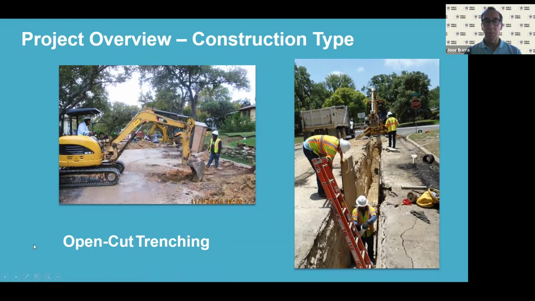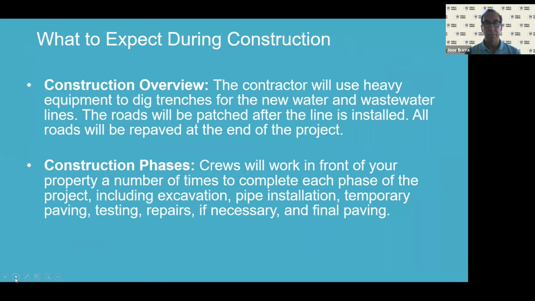This is just an example of what you might see on your street, the open cut trenching and the big equipment that we are going to use. As a construction overview, as we said, the contractor will use heavy equipment to dig trenches for the new water and wastewater lines, and all the roads will be patched after the line is installed and the roads repaved, as we mentioned, at the end of the project.